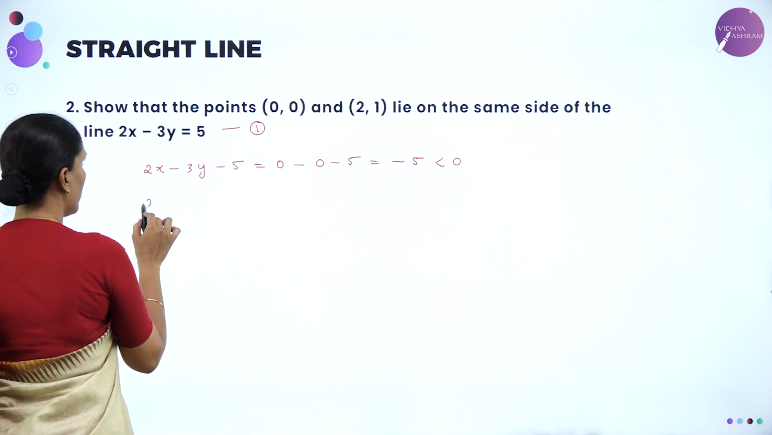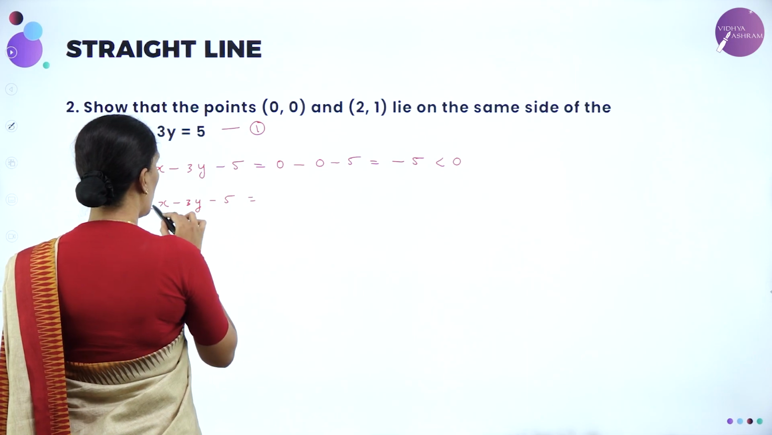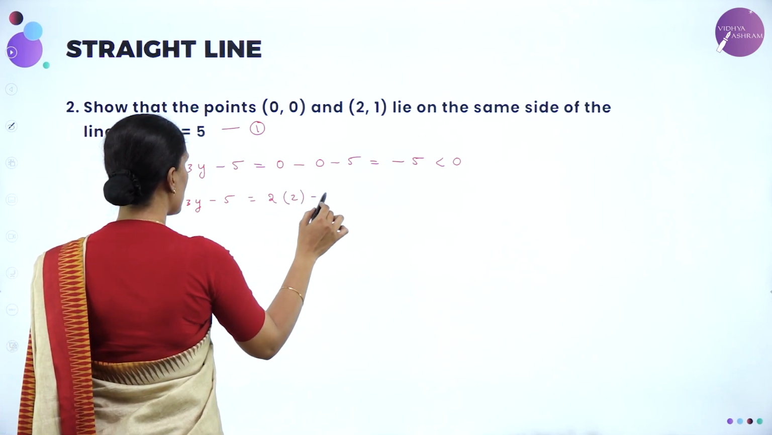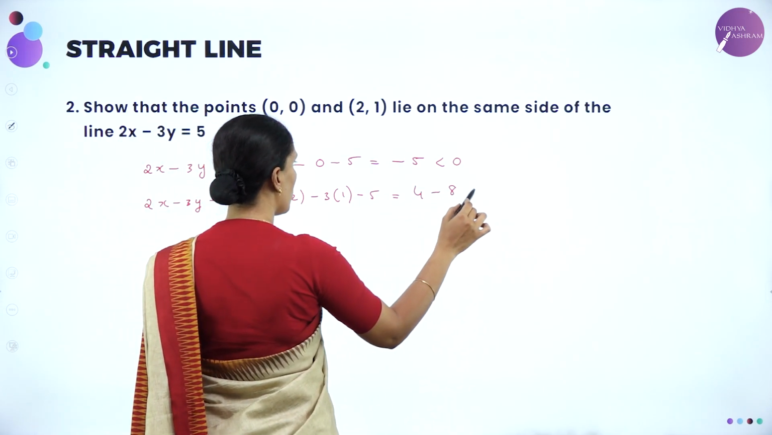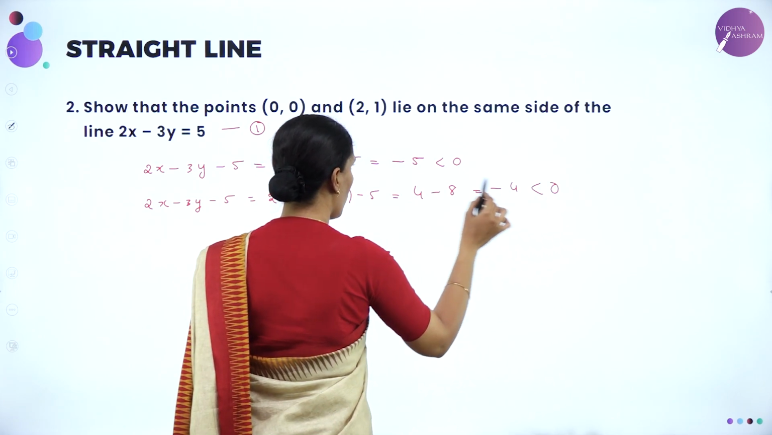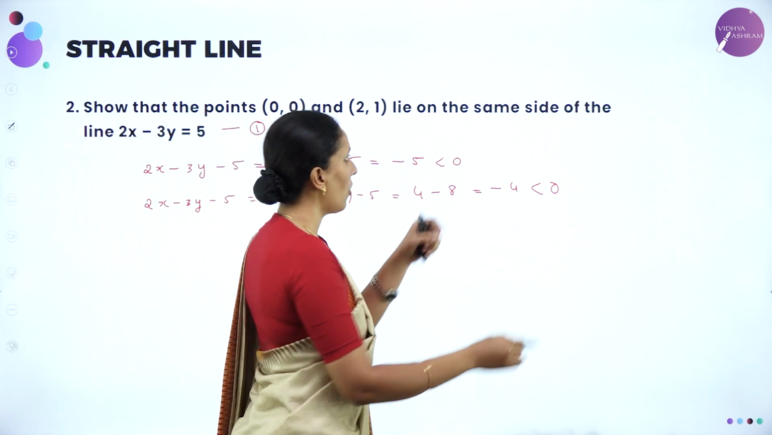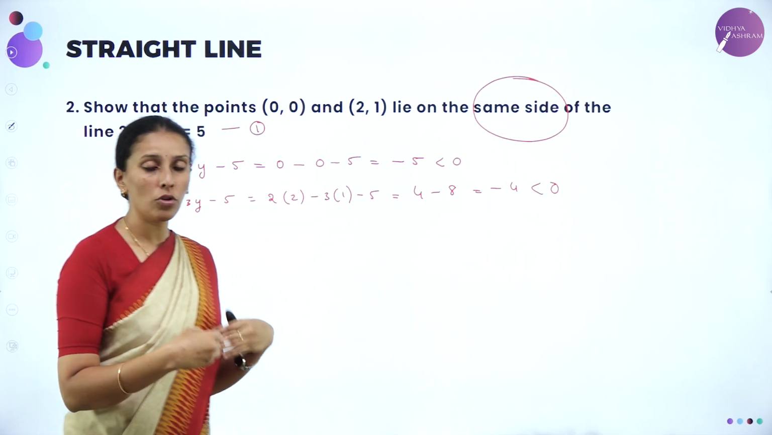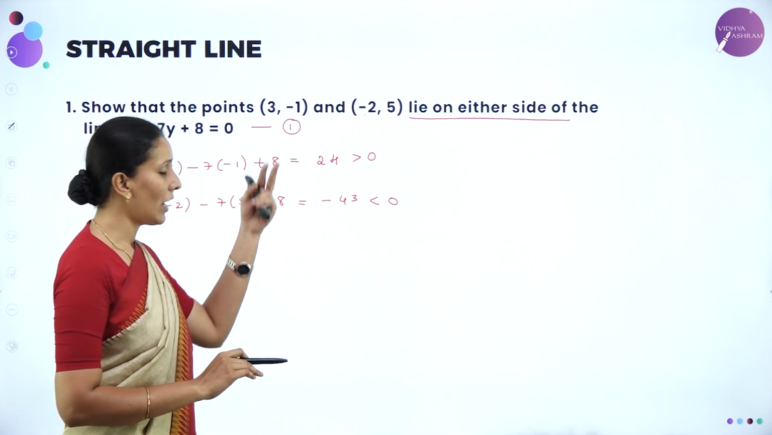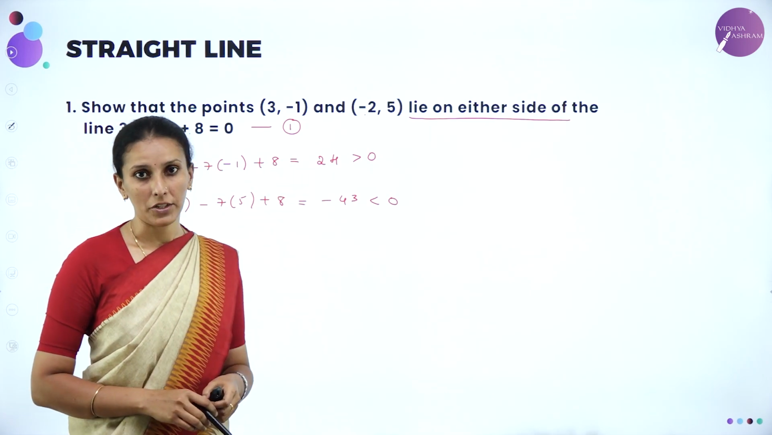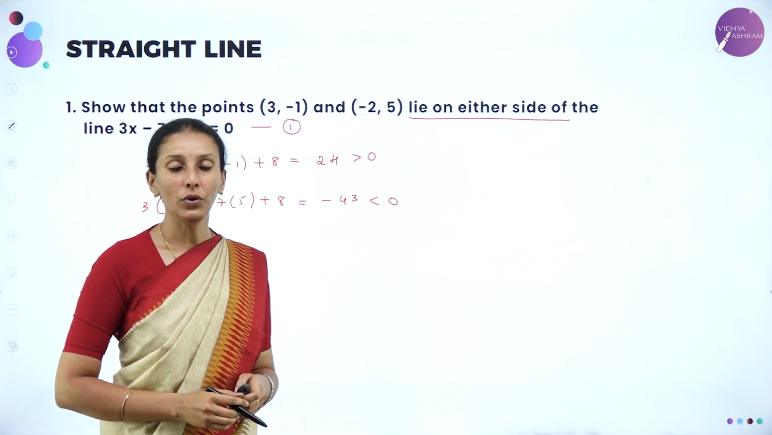Next we'll put (2, 1). 2x minus 3y minus 5 is equal to 2 into 2, minus 3 into 1, minus 5, is equal to 4 minus 8, which is equal to minus 4, less than 0. So both have a negative sign, which is less than 0. So clearly we can say that they are on the same side of the line. If both are greater than 0 or both are less than 0, they lie on the same side. But in case they lie on opposite sides, their sign also changes. So this is how we will verify the position of a point with respect to the given line.